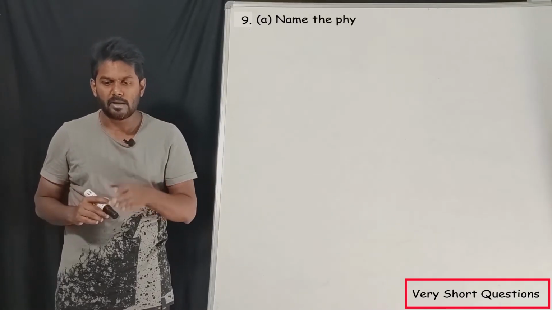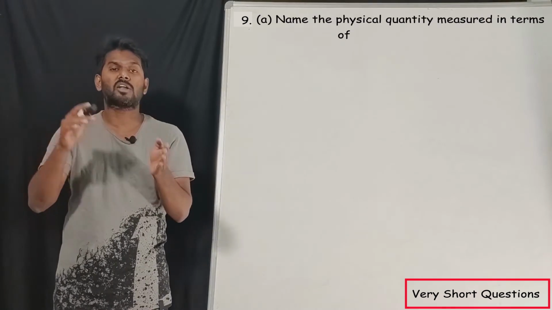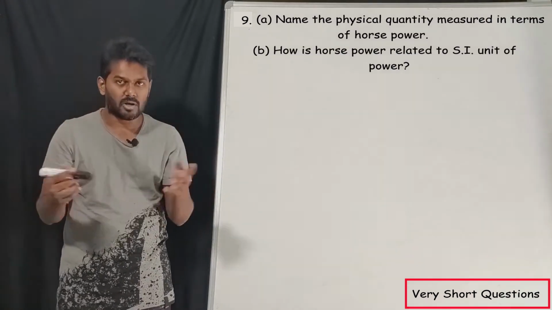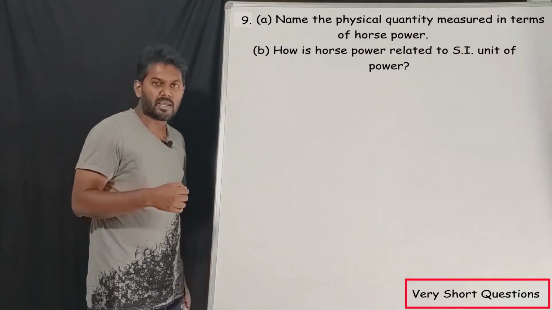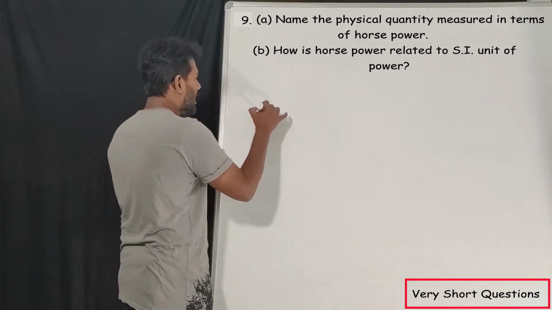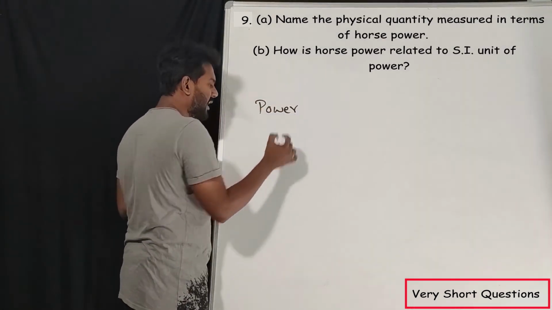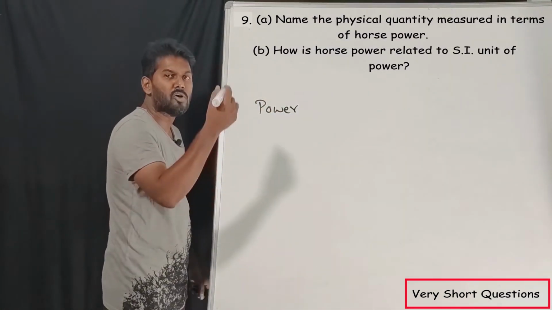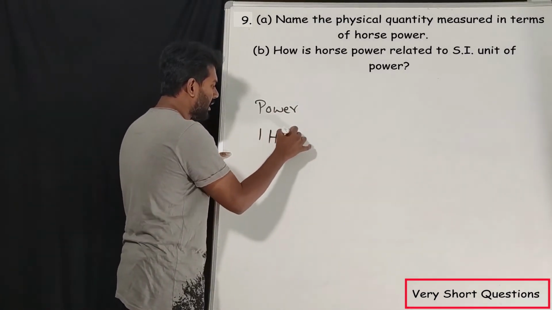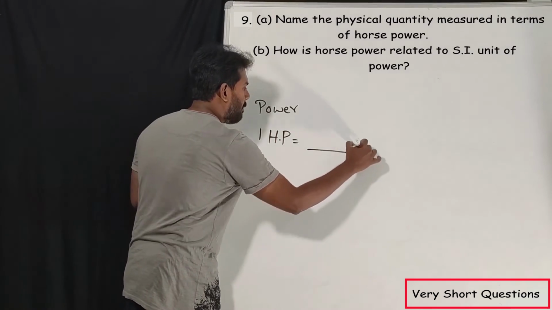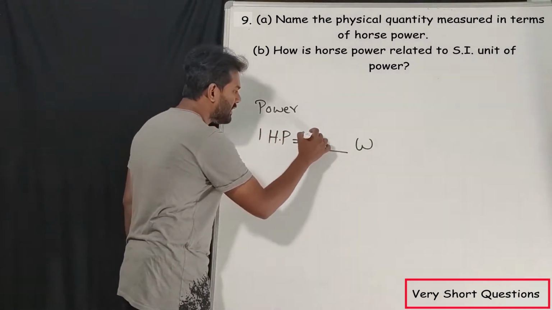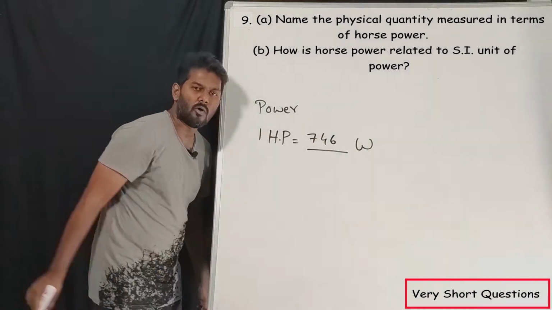Name the physical quantity measured in terms of horsepower. Horsepower is used to measure power. So the first answer is power, and they are asking how it is related to the SI unit of that quantity. What is the SI unit of power? Watt. What is 1 HP? That is nothing but 746 watt.